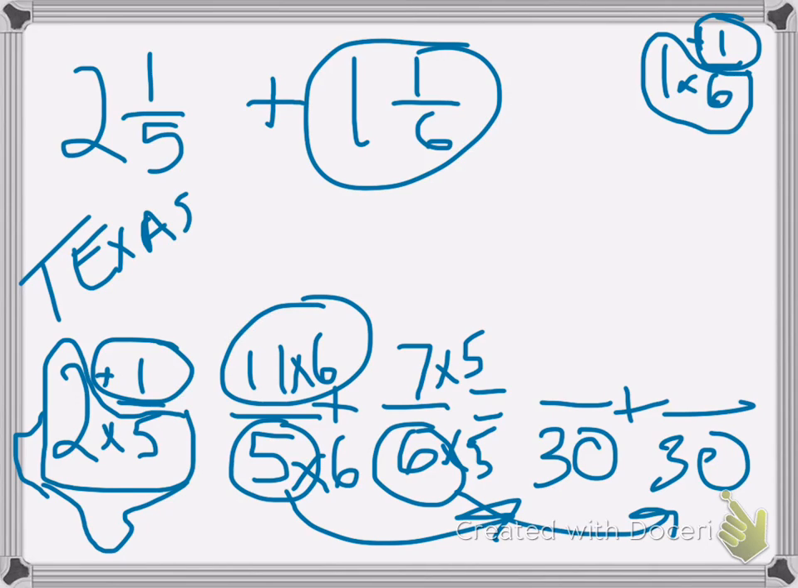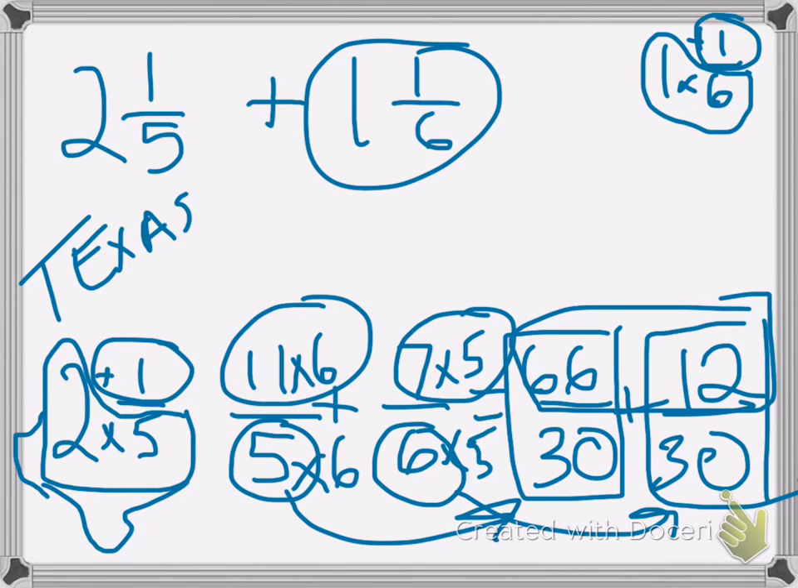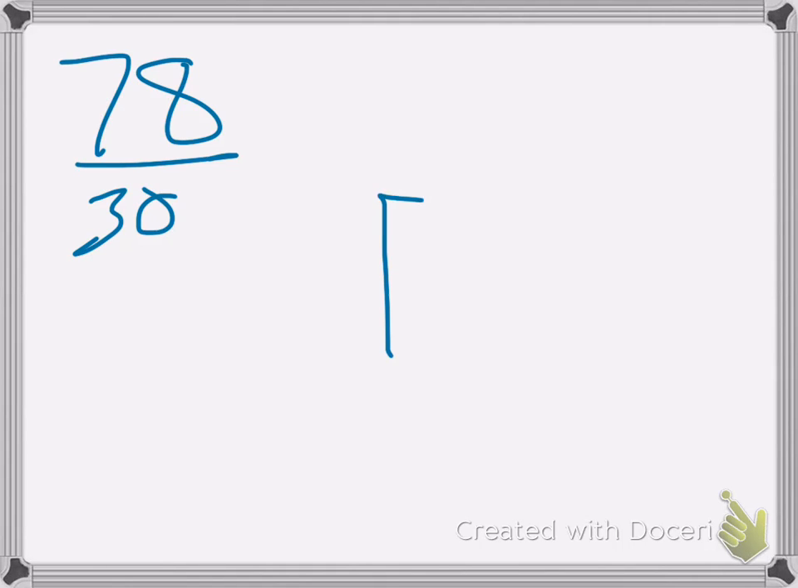So 11 times 6 is 66. 7 times 5 is 35. If you want to, you can even reduce these before you add them together, as long as you have a common denominator. But I wouldn't reduce them. What I would do is I would just add them together. So we get 66 and 35. If you add 66 and 35, you get 101 over 30. I'm going to move to the next page. 78 over 30. Alright, how do you find this mixed number?